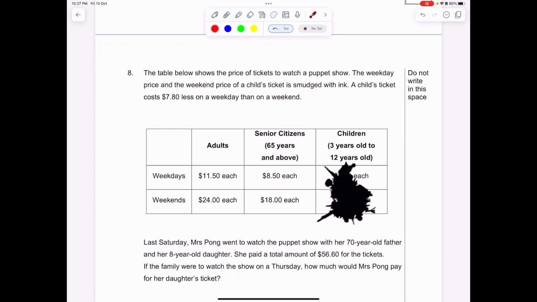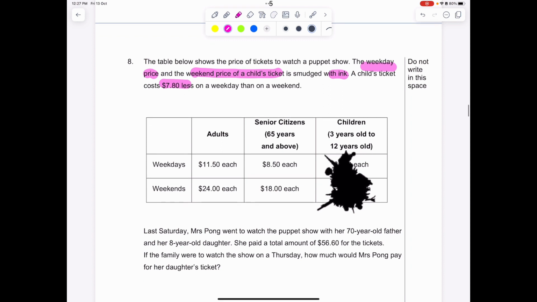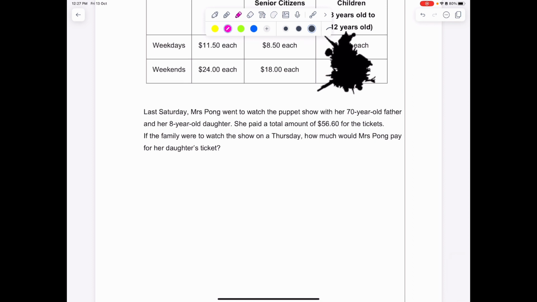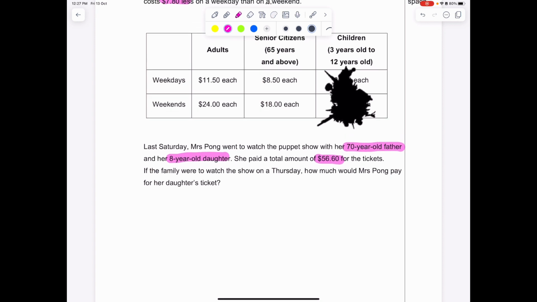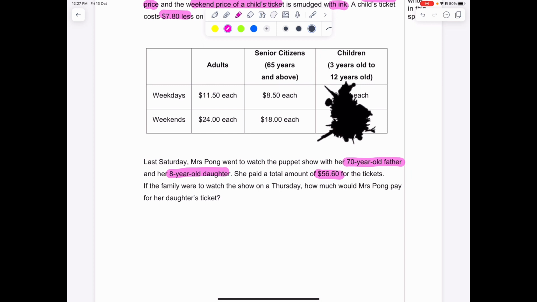The table below shows the price of tickets to watch a puppet show. The weekday price and the weekend price of a child's ticket is smudged with ink. A child's ticket costs $7.80 less on a weekday than on a weekend. Last Saturday, Mrs. Pong went to watch a puppet show with her 70-year-old father and her 8-year-old daughter. She paid a total amount of $56.60 for the tickets. If the family were to watch a show on Thursday, how much would Mrs. Pong have to pay? So, with that, let's take a look at this.